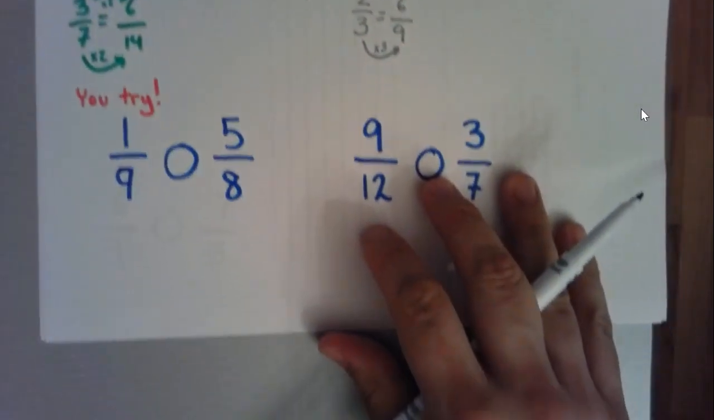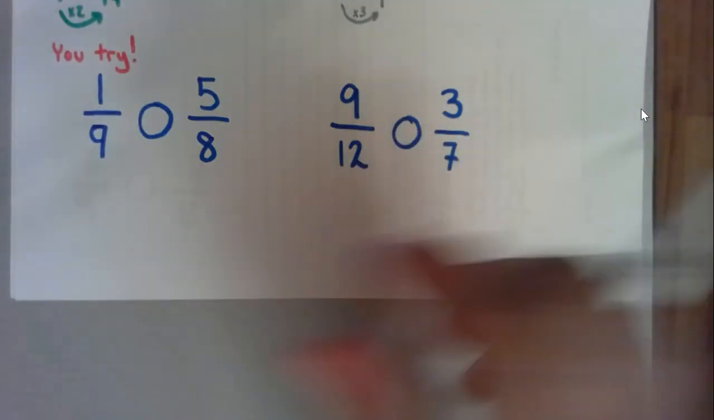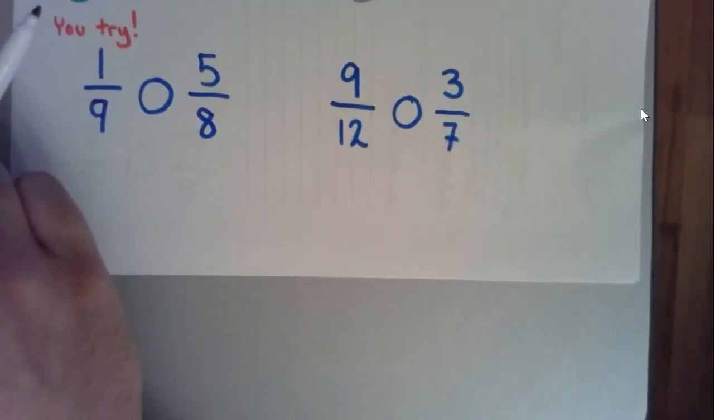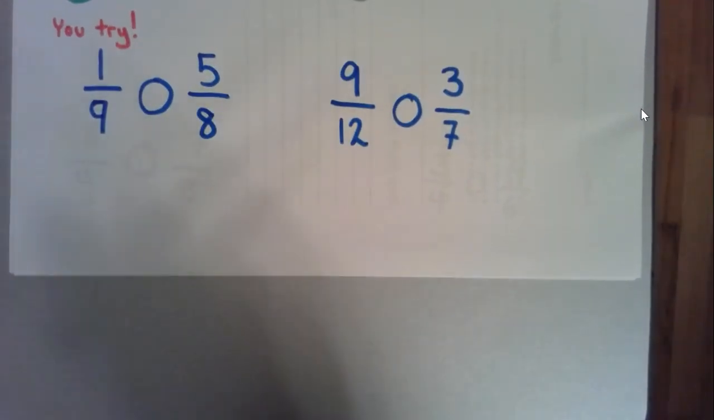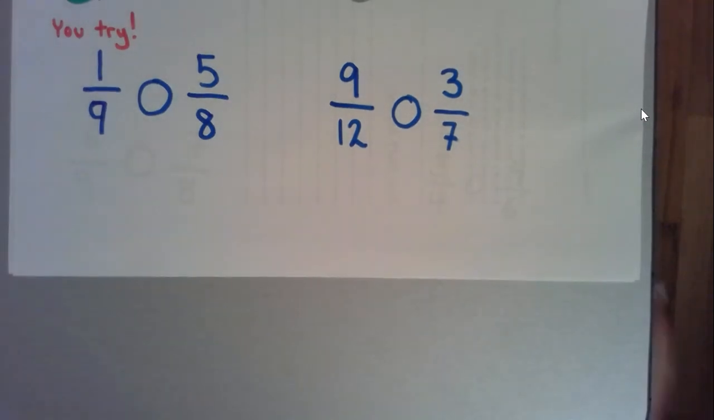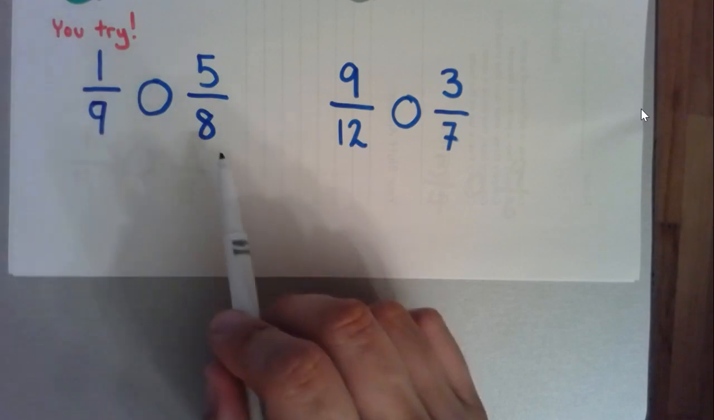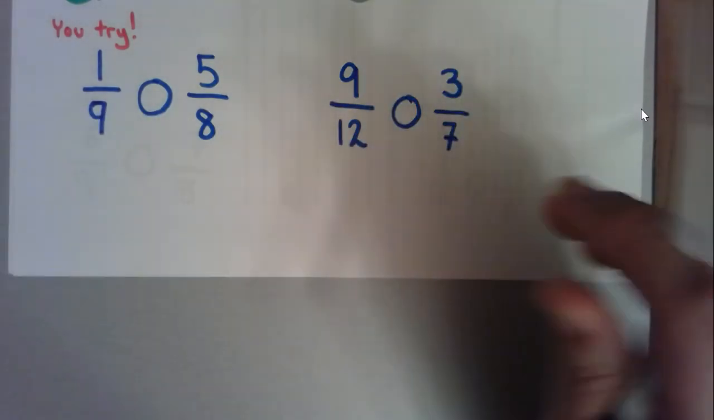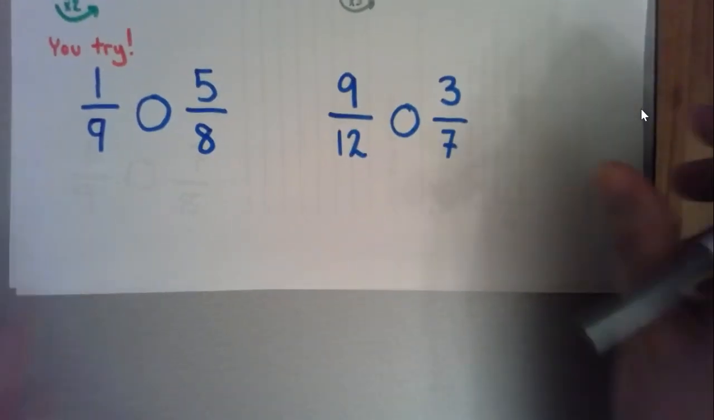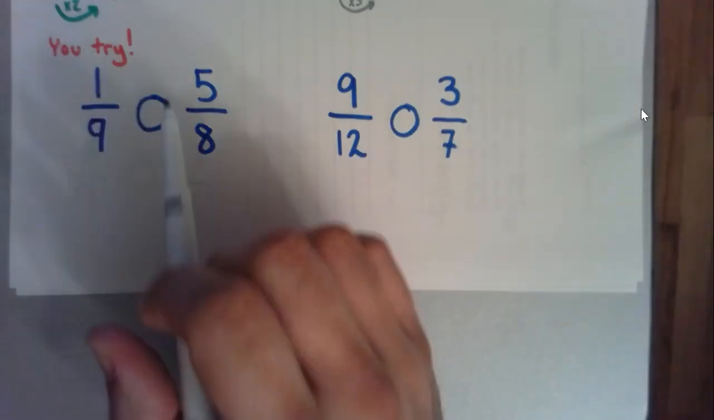Now I'm going to have you give it a try right now. We're going to start off by comparing 1/9 and 5/8. Pause this video and figure out what is greater and what is less. So again, I could do common denominators if I wanted, 9 times 8. It would work here, but let's give this a try here.